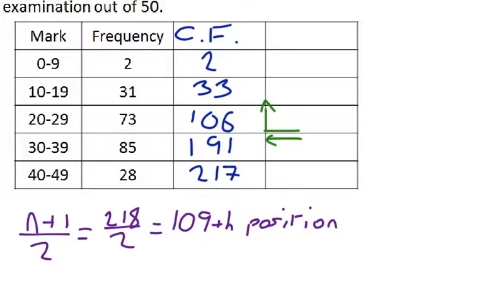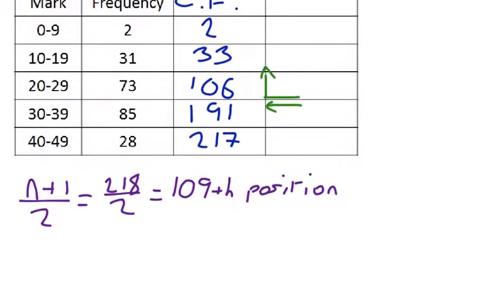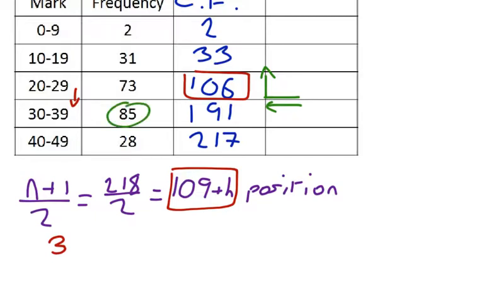We can also get an estimate of the median, and the way we would do that is to work out what fraction we need to go into the next group. So we need to go from the 106th position to the 109th position. So we need to go 3 data values into the next group. So we need to go 3 data points into that group. And that group has a size of 85. So we need to go 3/85ths of the way into the group.